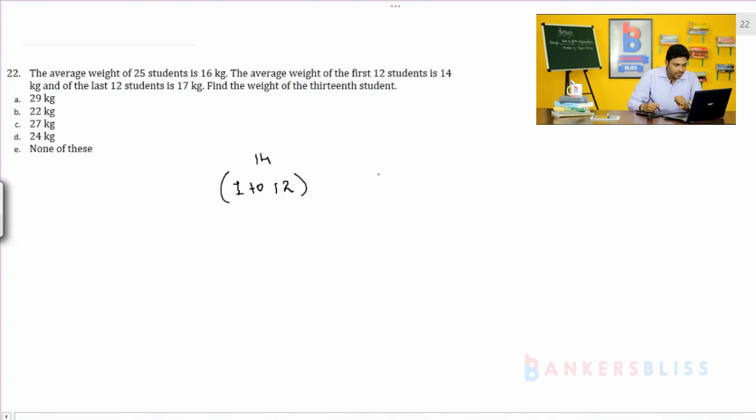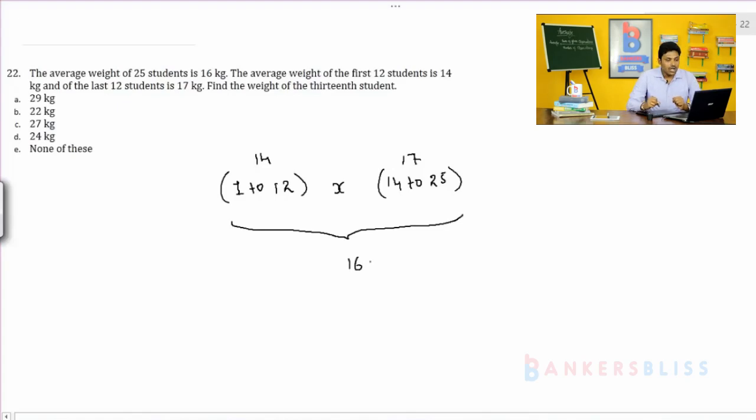Next, from the 14th person to the 25th person, the average weight is 17. You have to calculate the 13th person who is in the middle. If we consider all the 25 members, the average weight is 16. Means from 14 to 25, each and every individual has to give back 1 to become 16. So all the 12 members are giving back 1, so they are giving back 12. For the first person to the 12th person, the average is 14, and they have to become 16.